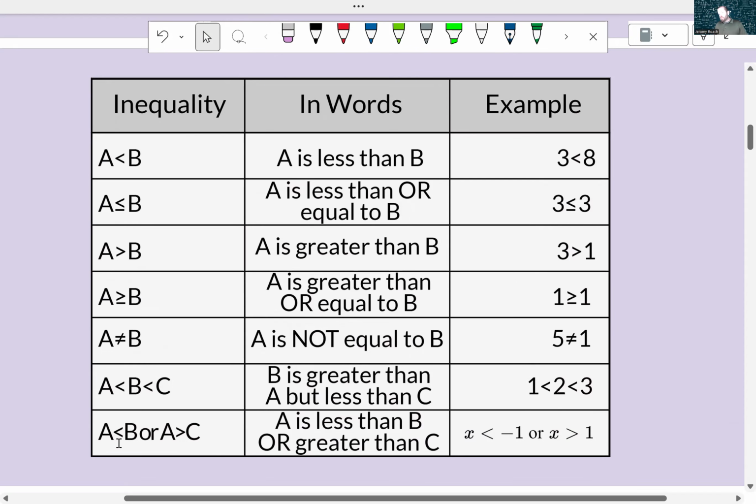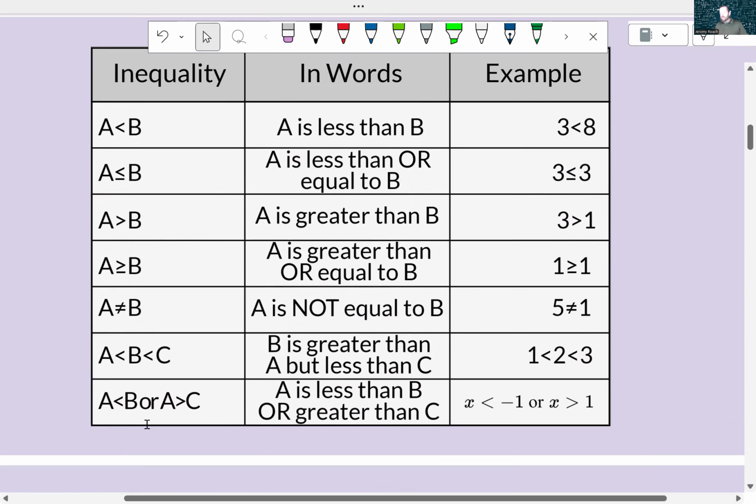And then finally, we have or inequalities. A is less than B or greater than C. So sometimes we get two different answers for our final answer. That would be something like x is less than -1 or x is greater than 1. And we're going to go over how to determine when to write or and when to write a compound inequality like this. So we call this a compound inequality. This, B is between A and C. And then this one is an or statement.